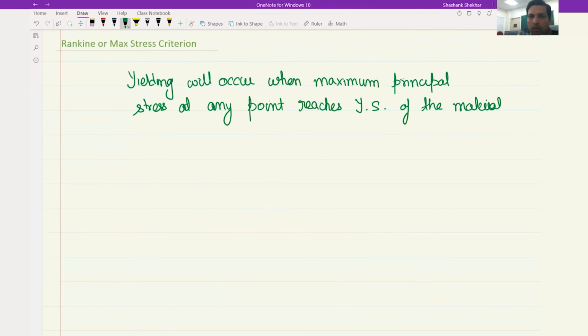Okay, so to define it, this will be equal to sigma 1, because this is the maximum principal stress. When sigma 1 reaches Y, then yielding takes place. That is what we can write mathematically as this equation. So this is how it will be defined.